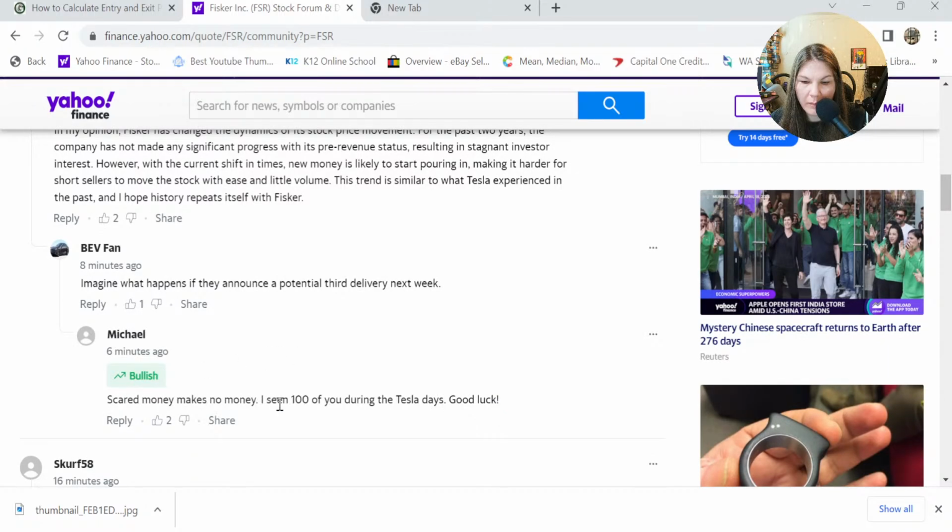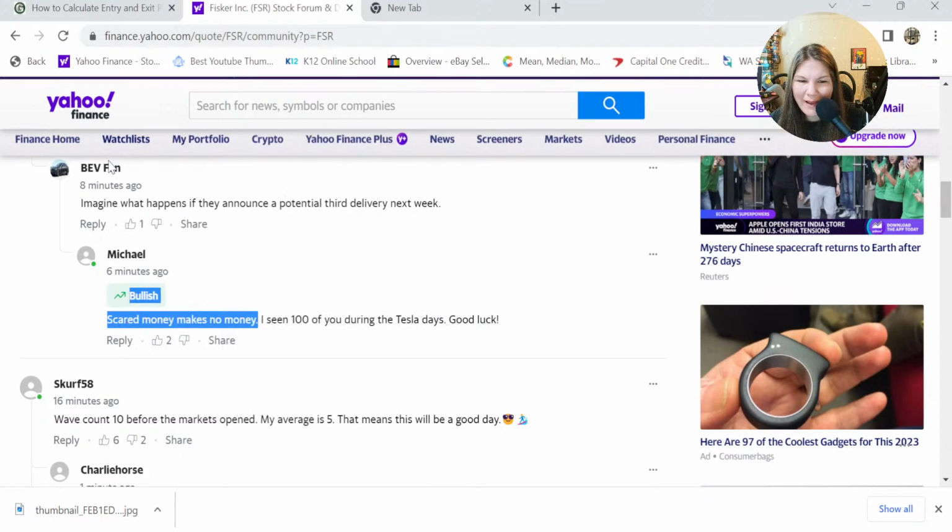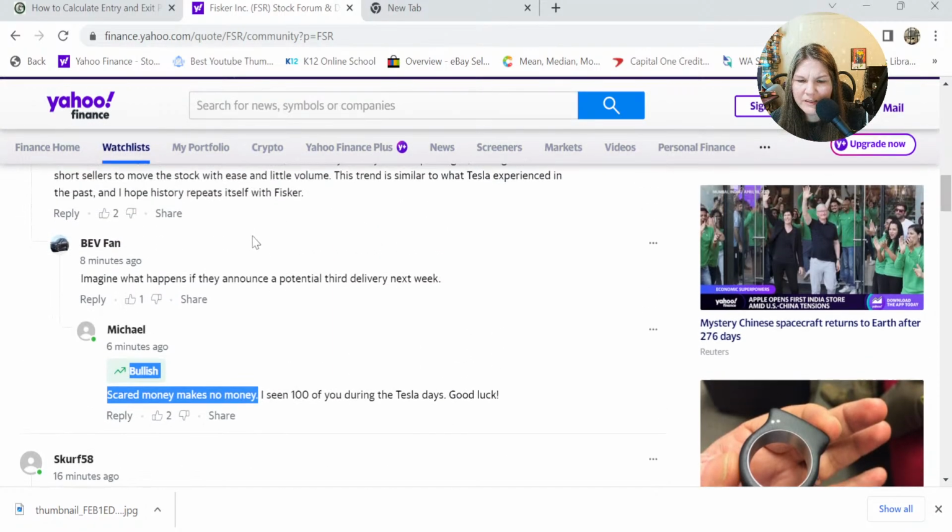"Scared money makes no money. I seen 100 of you during the Tesla days. Good luck." I wonder what he meant. "Imagine what happens if they announce a potential third delivery." So the third delivery would be more stocks, right? So then that would mean it would go up again. But scared money makes no money. But this guy wasn't saying anything scared. He was just saying imagine.